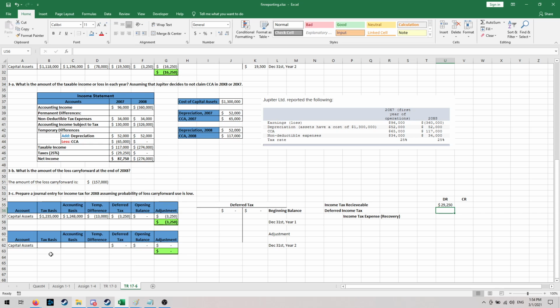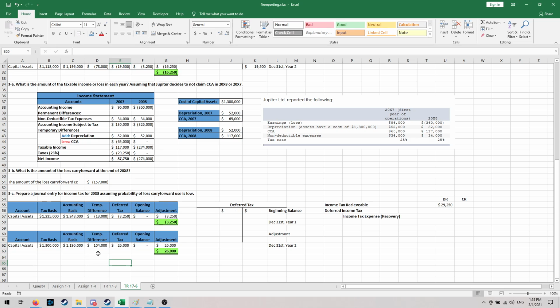Now in 2008, we decide to, and I'm not sure how to put this, and the teacher's explanation wasn't great either. We basically decide to reverse taking the CCA, which we're allowed to do. The asset reverts to its original value, 1.3 million. But we don't stop taking the depreciation, so that continues to accumulate. We subtract the $52,000 from this number here, giving us a much larger temporary difference than before.